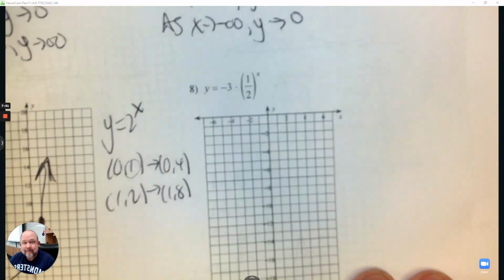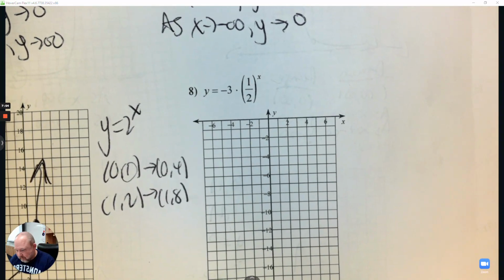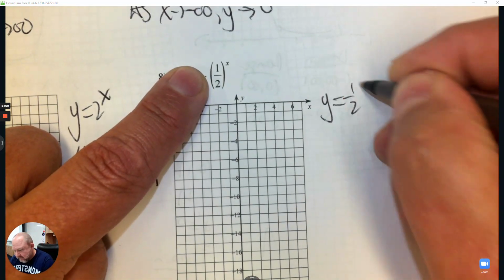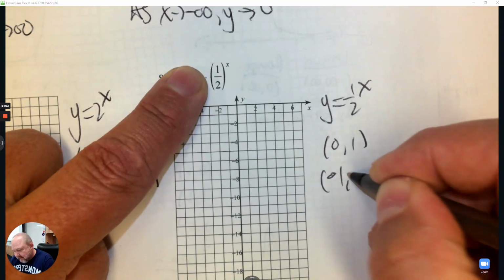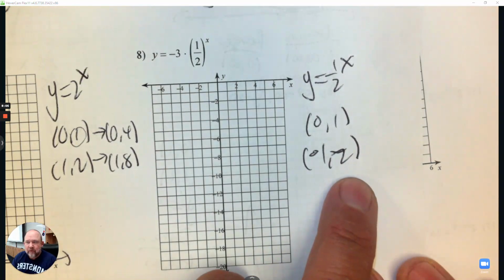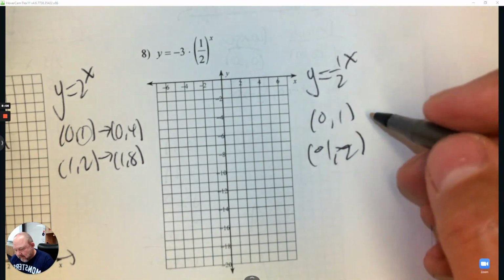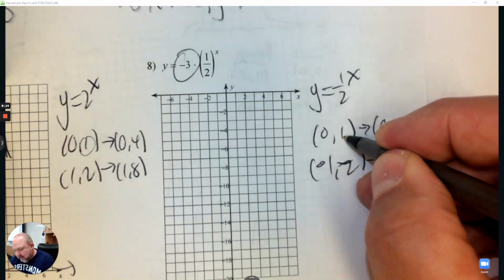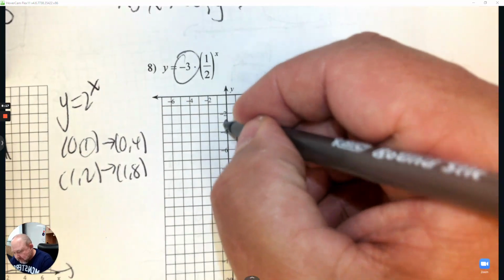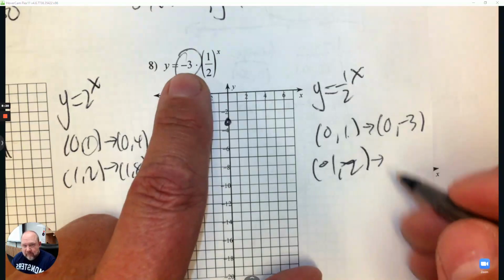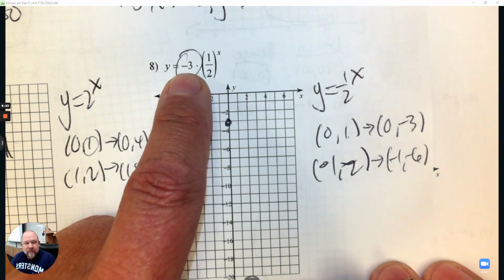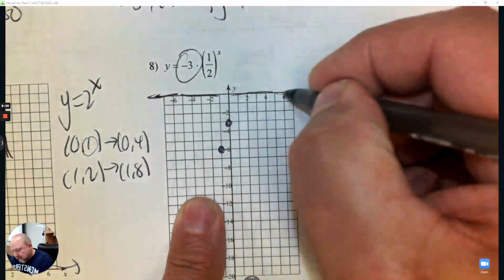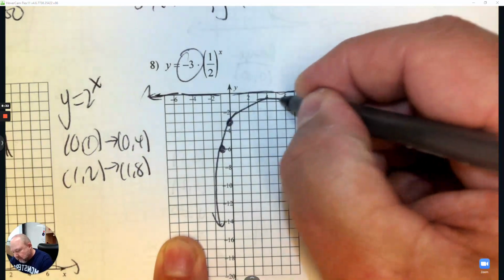All right, number 8. Again, try it first, then press pause. So the basic exponential is just 1/2 to the x. So again, the point 0, 1 and negative 1 and the reciprocal, which is 2. So we're going to multiply these and then put them on. So what number are we multiplying times? So when we multiply 1 times negative 3, we find negative 3. When I go 2 times negative 3, that's negative 6. So I'm going to go 1 to the left and 6 down. The asymptote stays at 0, and then I curve using those points.